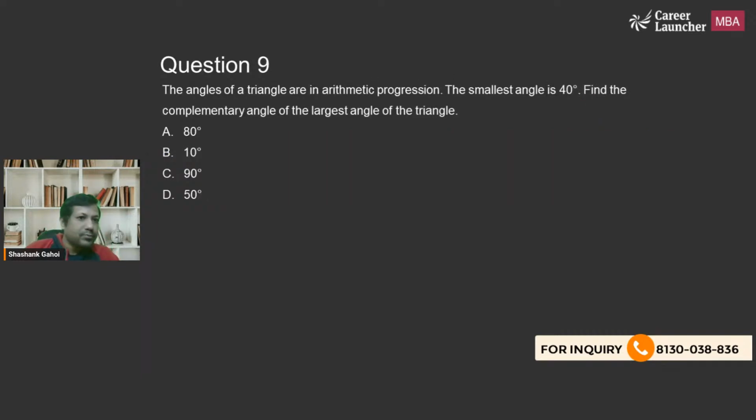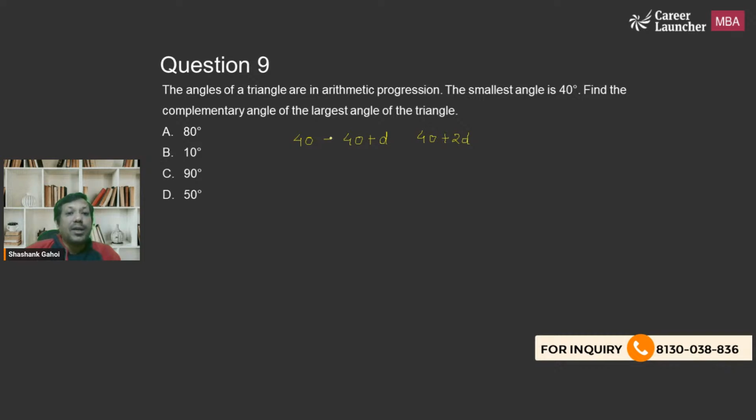Now this one: the angles of a triangle are in AP. The smallest angle is 40 degrees. Find the complementary angle of the largest angle of the triangle. So smallest is 40 and the angles are in AP. So the smallest is 40, the next angle should be 40 plus d, the next should be 40 plus 2d. That is the simple basic concept of AP, right? So the smallest value is this, the second smallest is this, and the largest one is this.